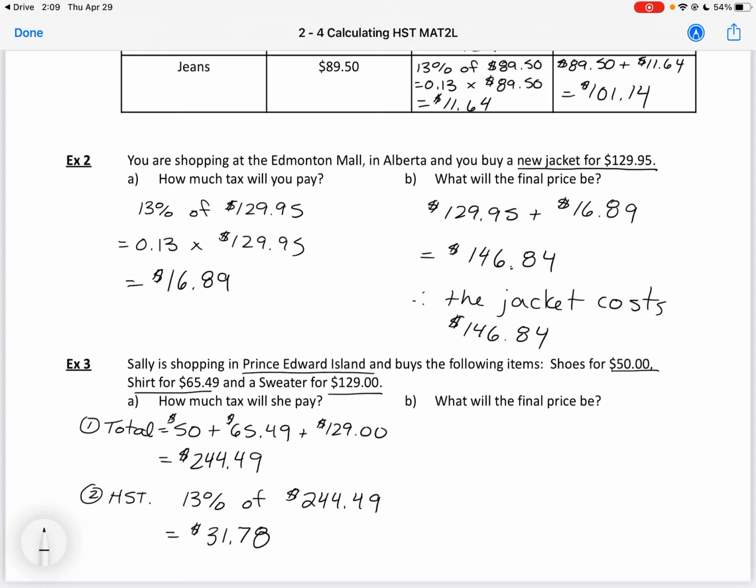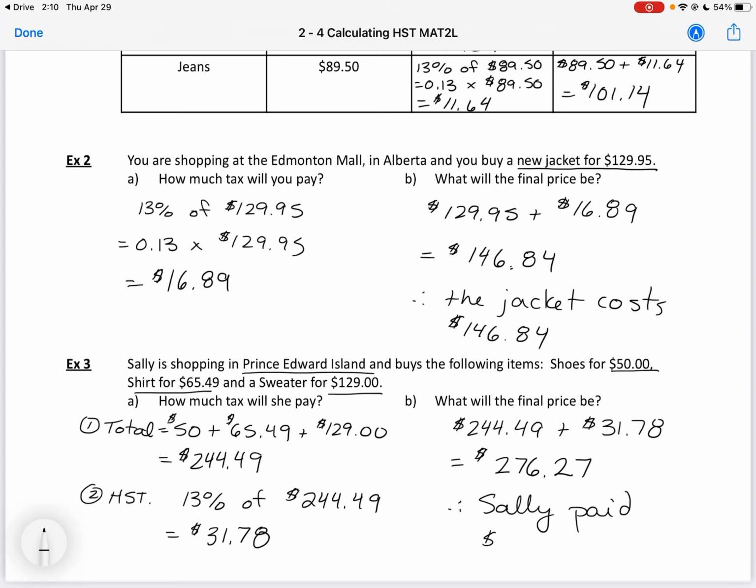And then we're going to figure out our final price. So we know that her total, the amount that she spent before tax, was $244.49. And we're going to add on our tax, $31.78. So we've got 244.49. Gives us a total of $276.27. So therefore, Sally paid $276.27.